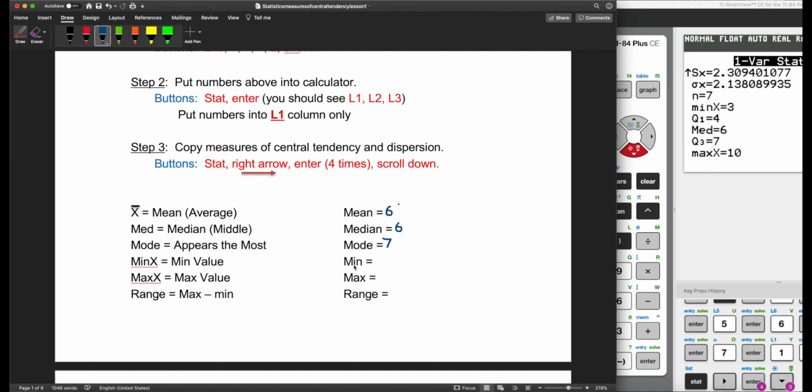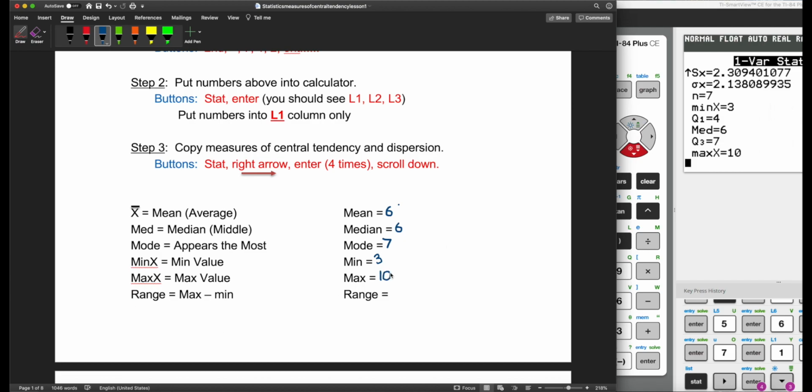Now, the min value, the smallest value in this data set. You look at your calculator, and you see it says min X. That's your smallest value. So the min is 3. The max value, the largest number in your data set, is right here. That is 10.